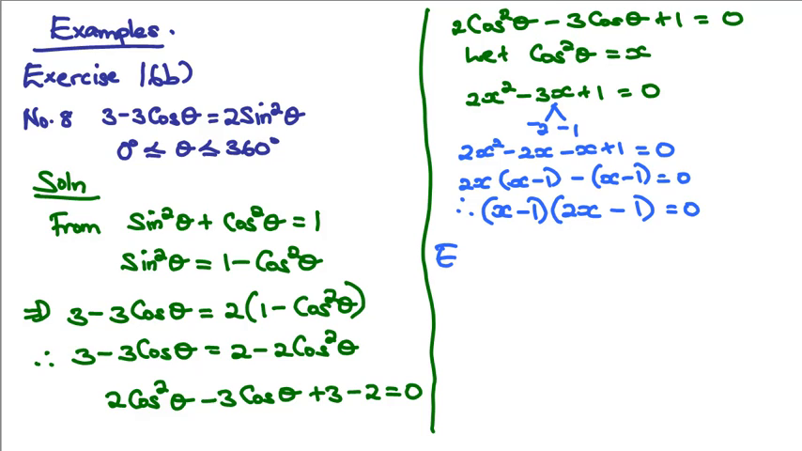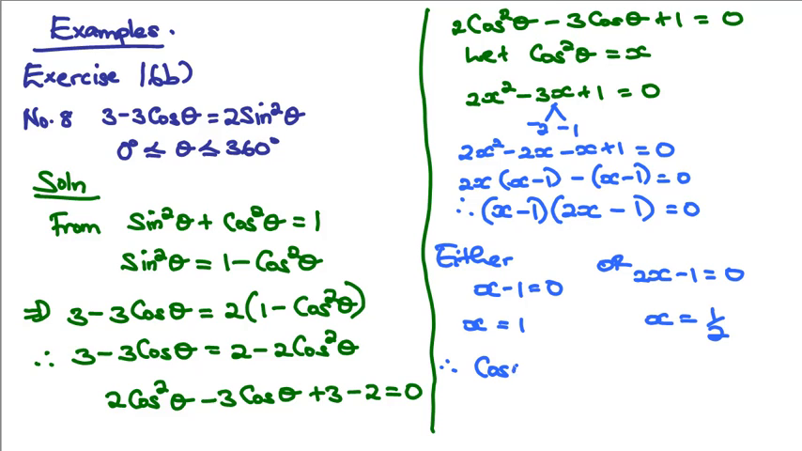So you now realize that either x minus 1 is equal to 0 or 2x minus 1 is equal to 0. So we end up with those two values of x, either x is equal to 1 or x is equal to a half, and when you substitute in cos theta, we shall have cos theta is equal to 1 or cos theta is equal to a half. So we're now going to solve for those particular angles.